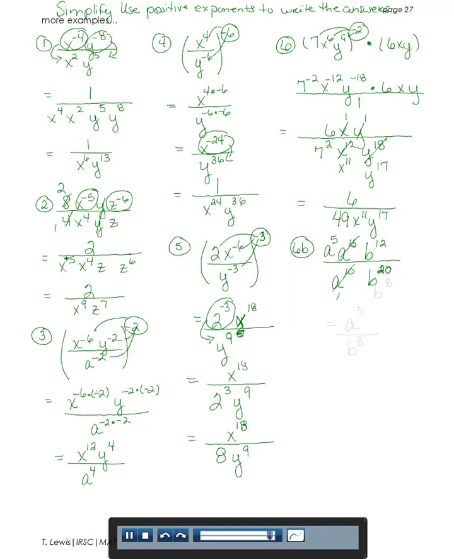Look at your base B, numerator, denominator. Where do you have the greatest amount of B's? Denominator, that's where your answer is going to go. We're going to subtract 12 B's from out of 20. How many B's do we have? 8. So, A to the 5th, all over B to the 8th.